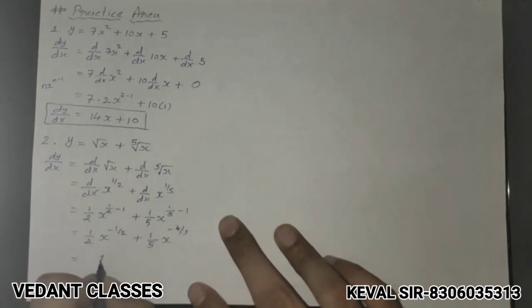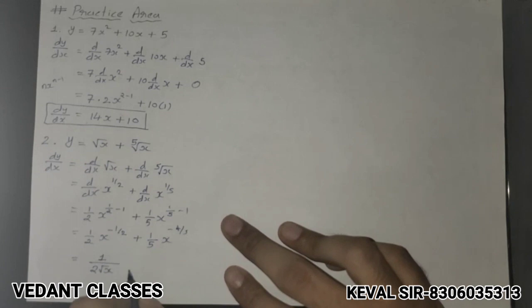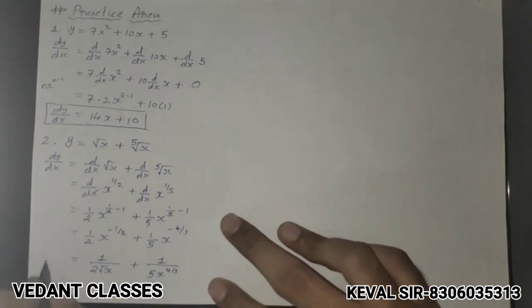Here we can write the answer as 1 by 2 root x. We know the derivative of root x is 1 by 2 root x, and here it will be 1 by 5 times x raised to 4 by 5, that is, 1 by 5 x to the power 4 by 5 in the denominator. So this will be the value of dy by dx.